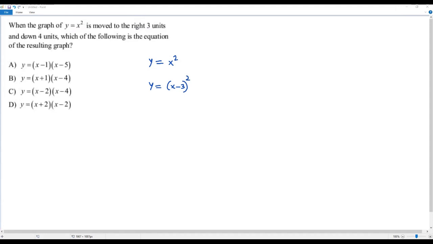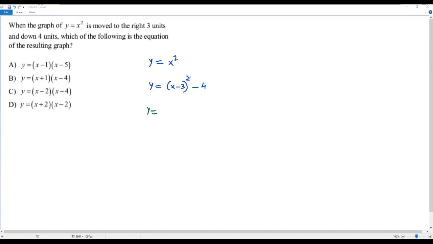Okay, there is one more transformation. There is a vertical translation of 4 units down. Since it is a vertical translation of 4 units down, we have to take negative 4. This is the equation of the resulting graph. But when I go over the answer choices, each equation is given in factored form. So now we have to get this equation in factored form.